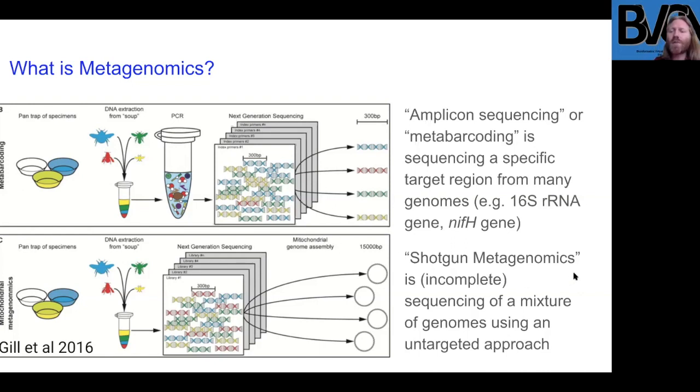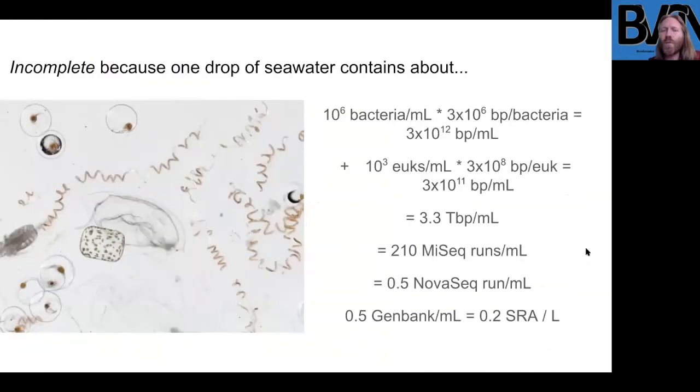And so that's what we mean when we talk about metagenomics. In this case, we're talking about incomplete sequencing of a mixture of genomes using an untargeted approach. And why do I say incomplete? Well, that's because the environment is extremely complex and information dense.